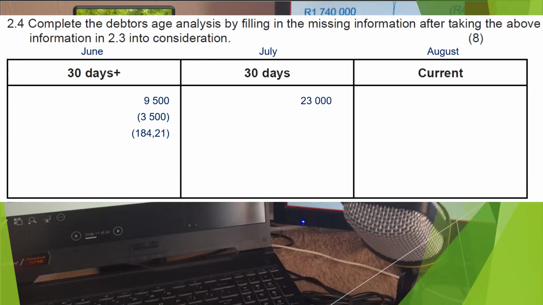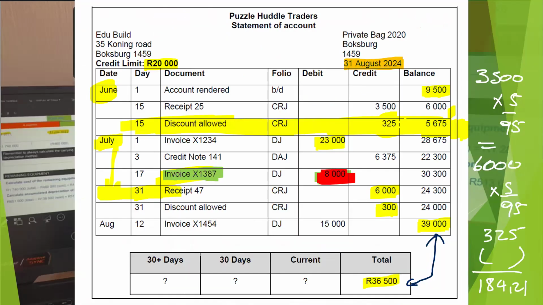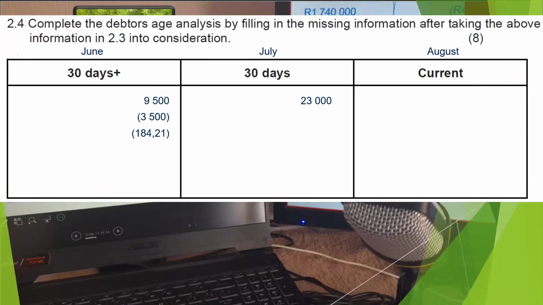If you did the first one, you will know that this is quite easy. And then we have a payment. No, it's a credit note of 6,375. Oh, that one, guys, a credit note always follows an invoice. So it'll follow the 23,000 Rand. So we'll put it under July as well.